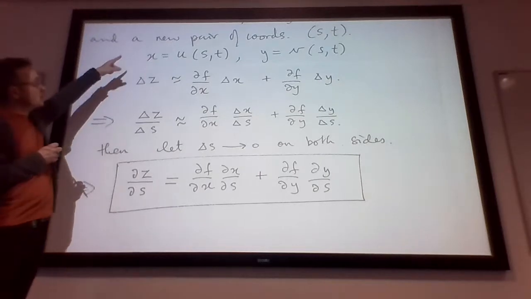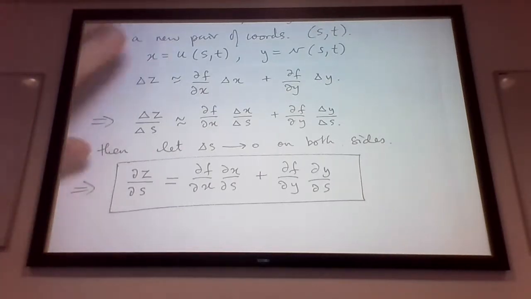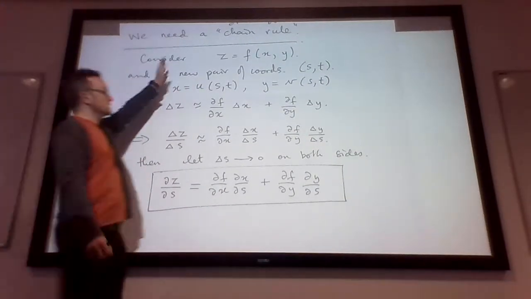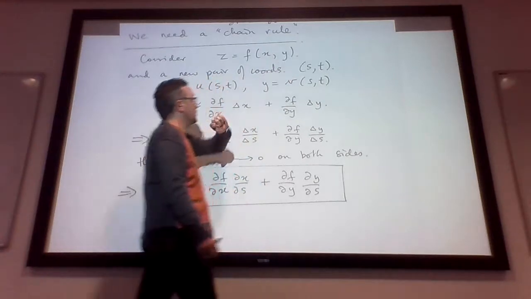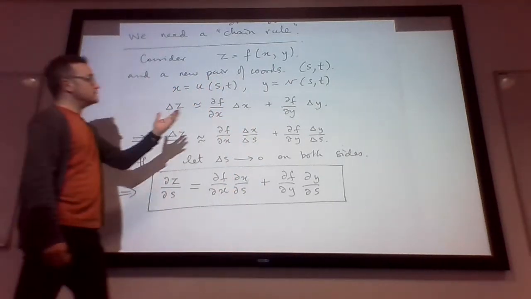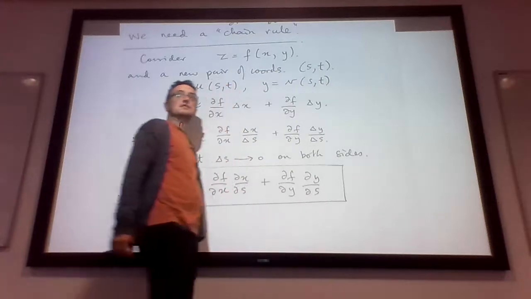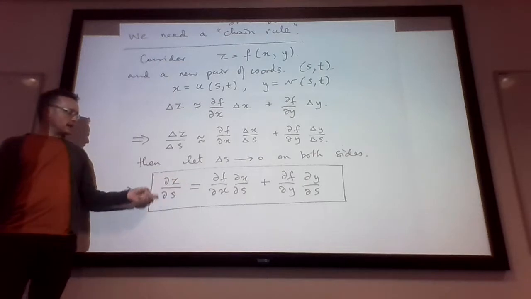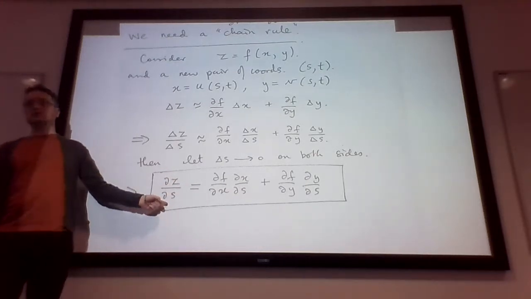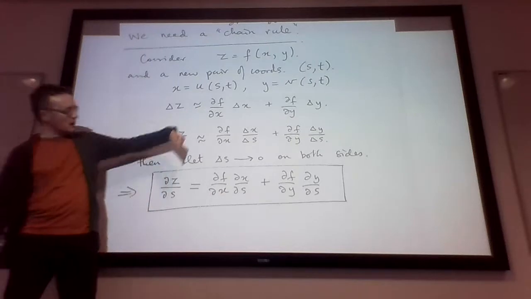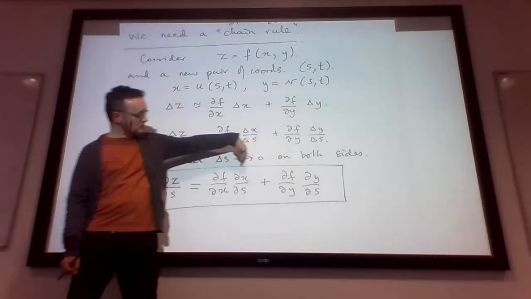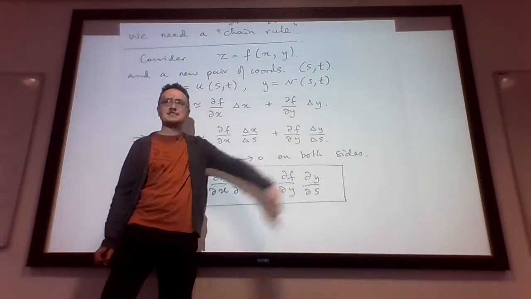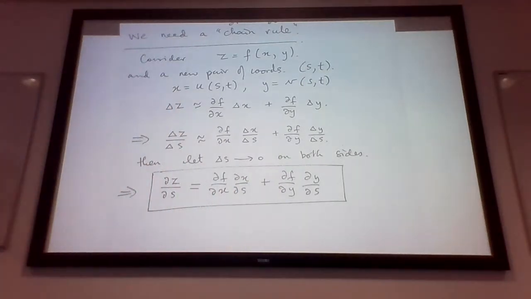So we've got a quantity z, which is a function of the old variables x and y, but there might be an alternative pair of coordinates, s and t. This chain rule equation tells you how to think about the partial derivative of z with respect to one of the new coordinates in terms of the partial derivatives of f with respect to the old coordinates and the derivatives of the old coordinates with respect to this new coordinate s.